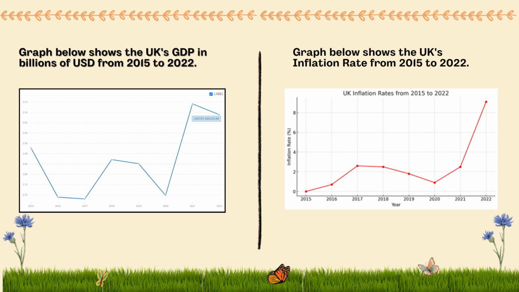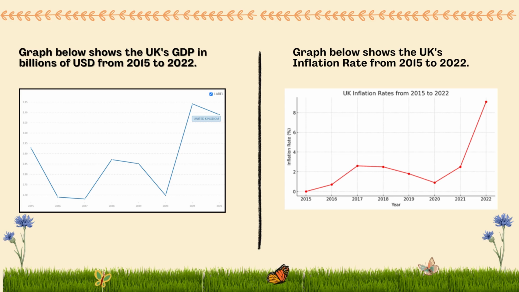Next, the graph below shows the UK's inflation rate from 2015 to 2022. Inflation rates in the UK also saw significant changes from 2015 to 2022. Initially, inflation was low, starting at 0% in 2015 and 0.7% in 2016 due to stable economic conditions and favorable trade relations within the EU. Following the Brexit referendum, inflation spiked to 2.6% in 2017 and 2.5% in 2018, driven by the depreciation of the pound and uncertainties surrounding Brexit.